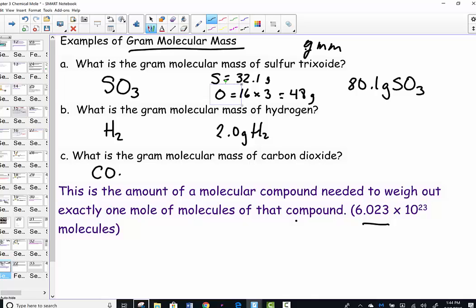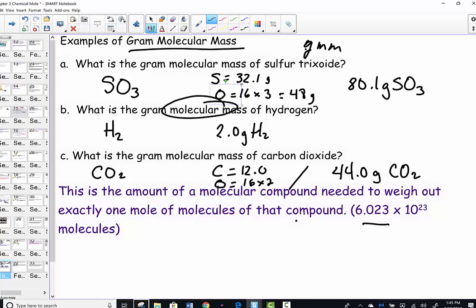Carbon dioxide has a molecular formula of CO2. Carbon has an atomic mass of 12.0, oxygen has an atomic mass of 16, but there are 2 of them there. So I take a carbon, add it to 2 oxygens, and get the sum of all 3 atoms together. A C added to 2 O's, 32 and 12, that should be 44 grams of carbon dioxide.